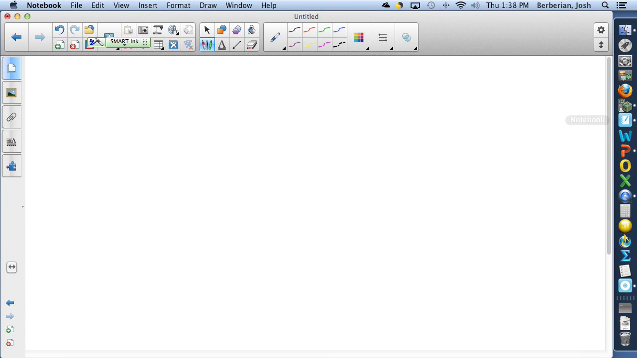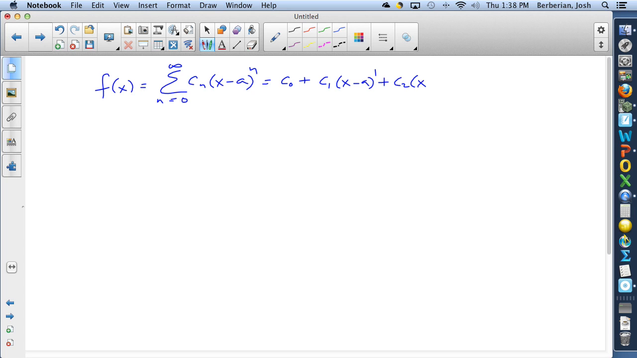All right. So here's the deal. We know functions have power series expansions. Okay? And this might look like C0 plus C1 (x minus a) to the 1 plus C2 (x minus a) squared plus C3 (x minus a) cubed, on and on.